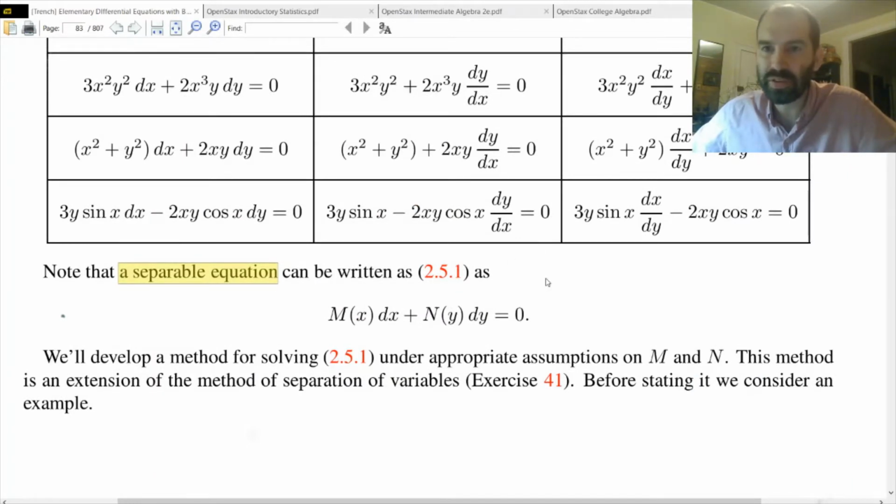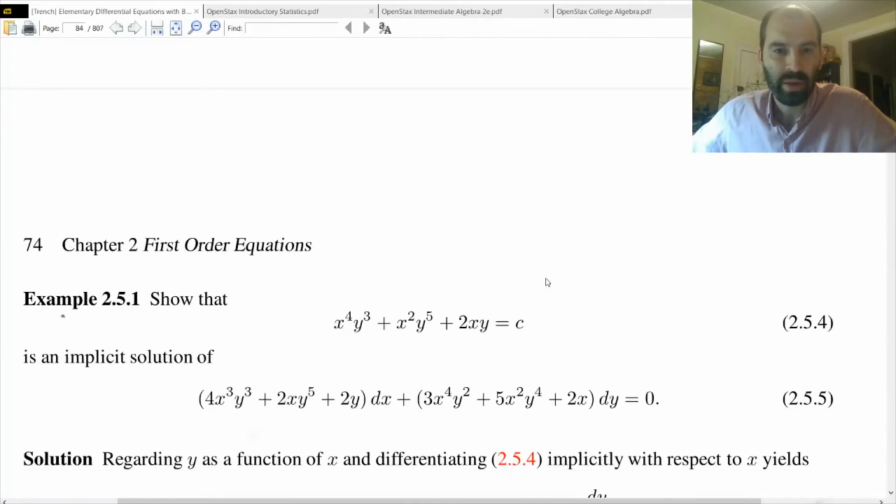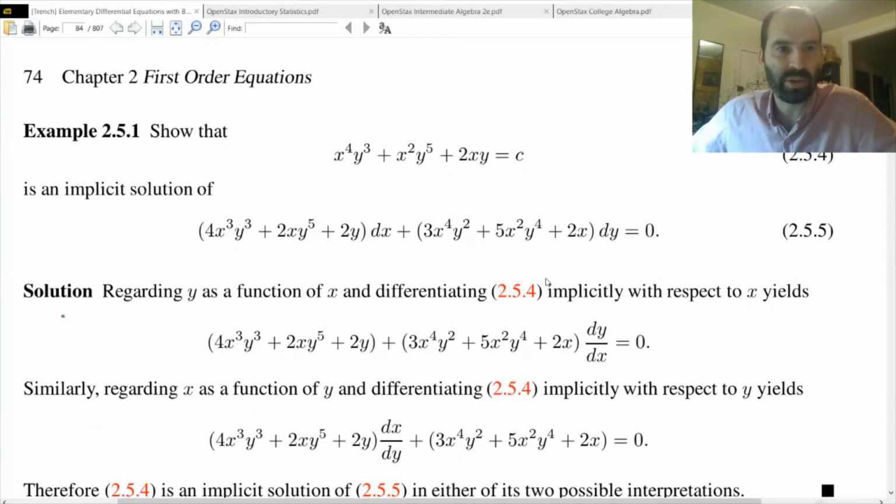One other thing that's worth pointing out that they describe in the book is they start with an example here, and they look at a function equal to a constant. So they have a big function of x and y equal to a constant, and they want to show that that's actually a solution to this differential equation. All right, so we're kind of working backwards. We're starting with a solution, and we want to prove that, yes, it is a solution to this differential equation.